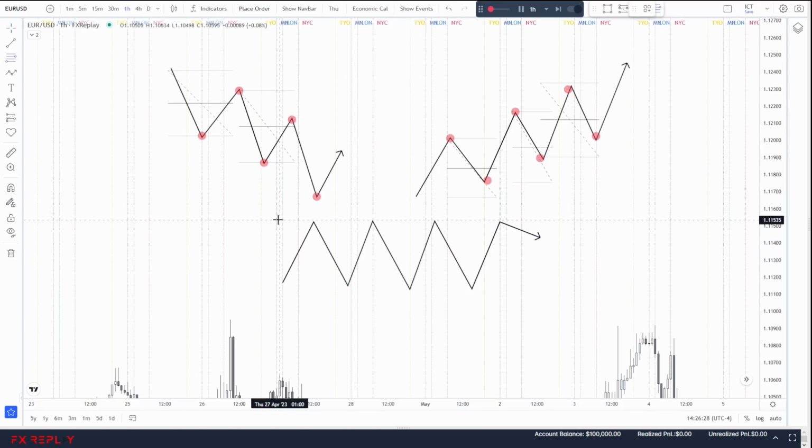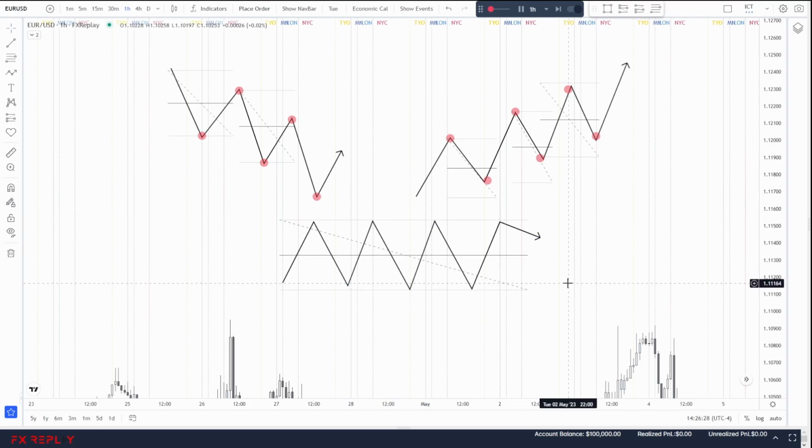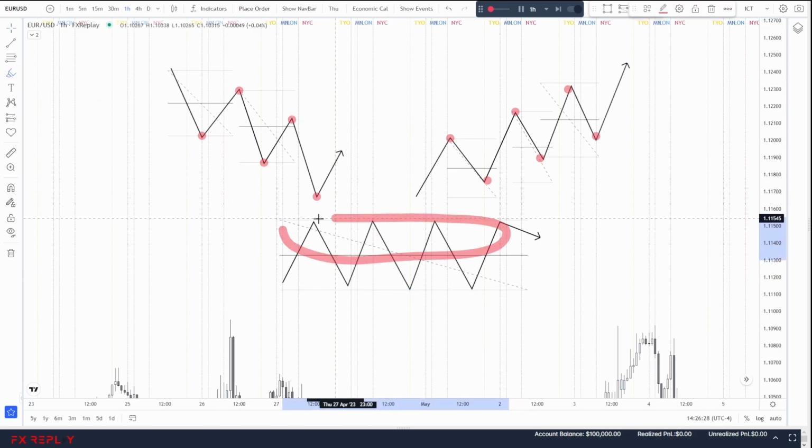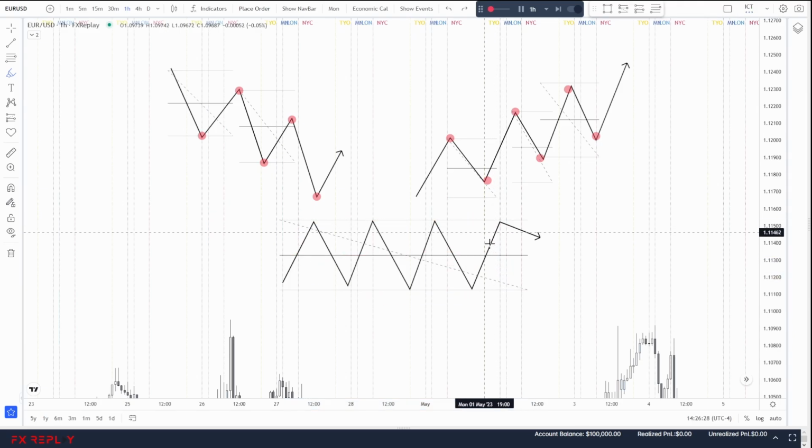What we are going to do is connect the highest point and the lowest point of the range that has been going on for quite some time. And we are going to define our premium and discount like this. Everything above the middle is going to be premium, and everything below the middle, or the equilibrium, is going to be discount. In the premium zone, we are only going to be catching shorts, and in the discounted zone, we are only going to be catching longs.